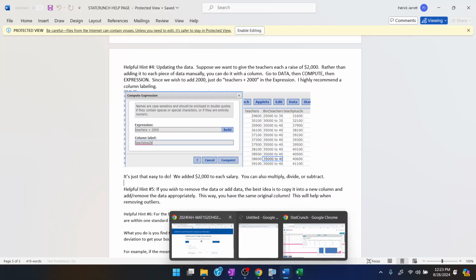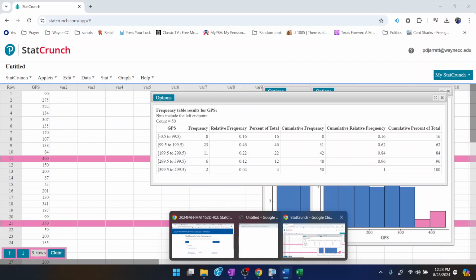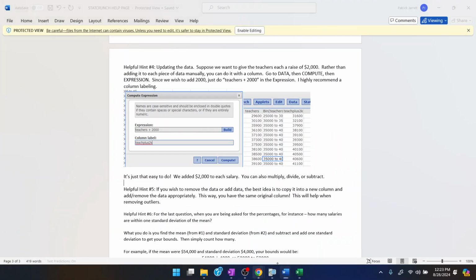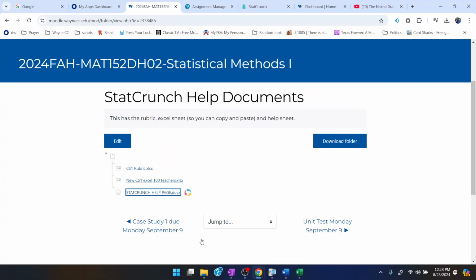And so, now here's the other thing. You copy and paste. Do not print screen things and put them on a Word document and try to submit that. The file will be too large. But what you can do is literally copy and paste whatever you need.